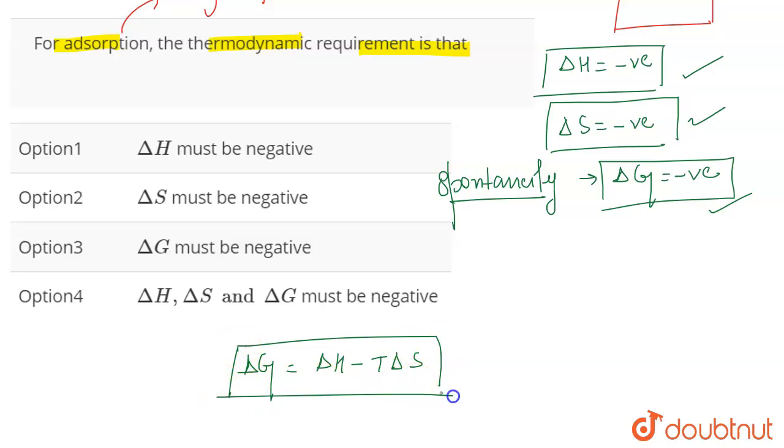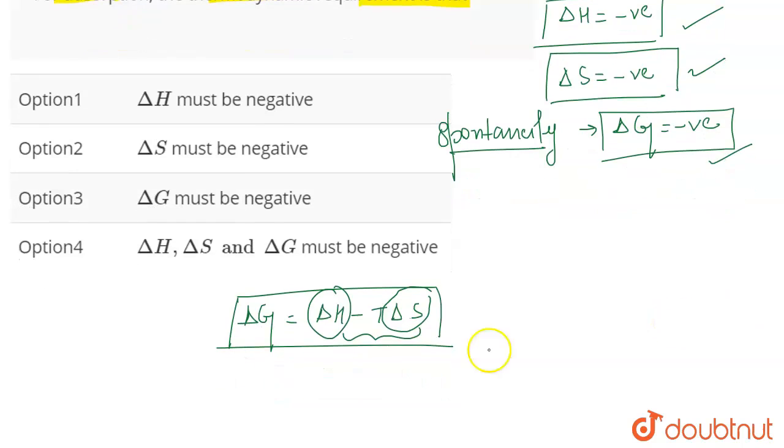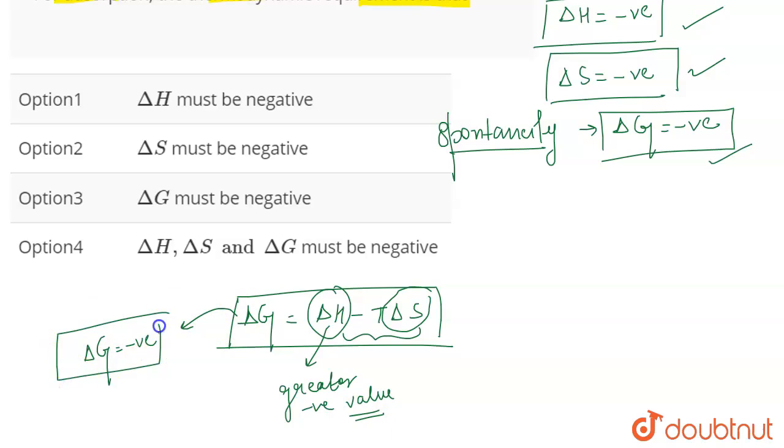Now, as we said that delta H is negative, delta S is negative, it means that minus T delta S will become positive, which means that the negative value of delta H should be more, right? It should have a greater negative value so that our overall answer comes out to be negative, right? Because for a spontaneous process to happen, delta G should be negative, and adsorption is a spontaneous process.